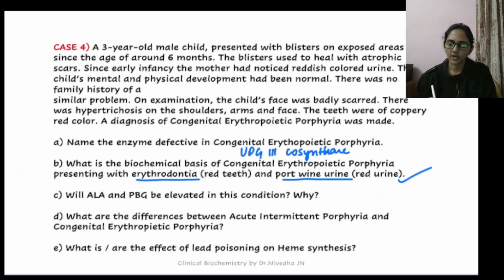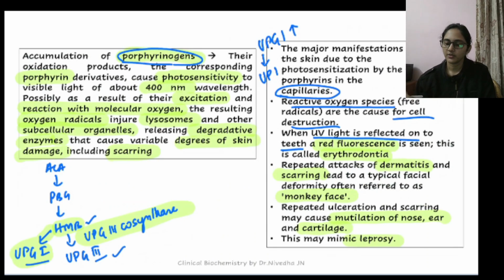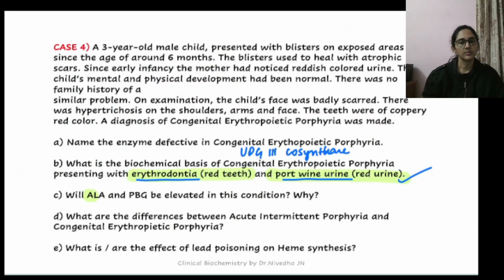So this is about your ALA. Yes, this is about your erythrodontia, port wine urine. Port wine urine is the same thing that I had mentioned earlier, where the urine on standing gets photo-oxidized, so your porphyrins are elevated, so that when reflected in light, it will give you the red color. That's port wine urine.